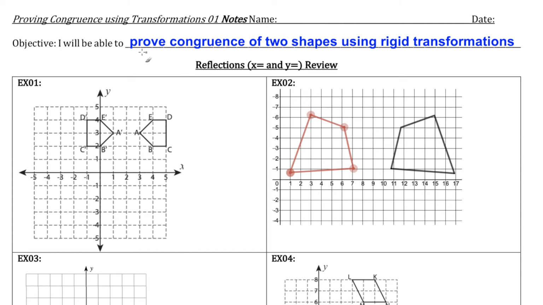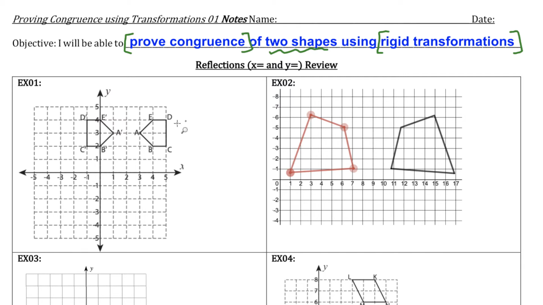All right, so in this lesson, we are going to prove congruence of two shapes using rigid transformations. So basically, if we can reflect, translate, or rotate from one shape to the other, then we can say for sure that they are congruent, like that they are the same size. Basically the same size, same shape, same property.